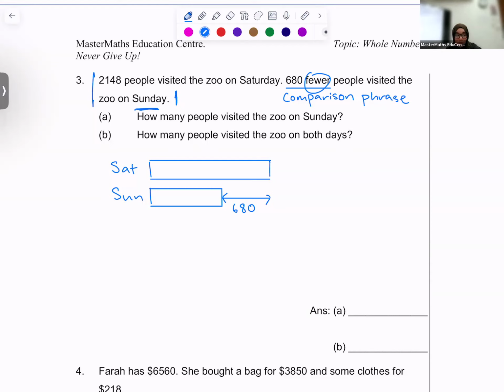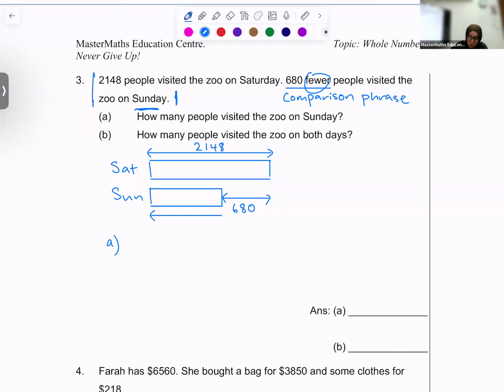Very good, 2,148. What is that? That is for Saturday. Excellent. So you guys can draw an arrow for Saturday like this and write down 2,148. Okay, everyone make sure you've labeled Saturday 2,148. Very good. Okay, so for part A, we're looking for the number of people who went on Sunday.